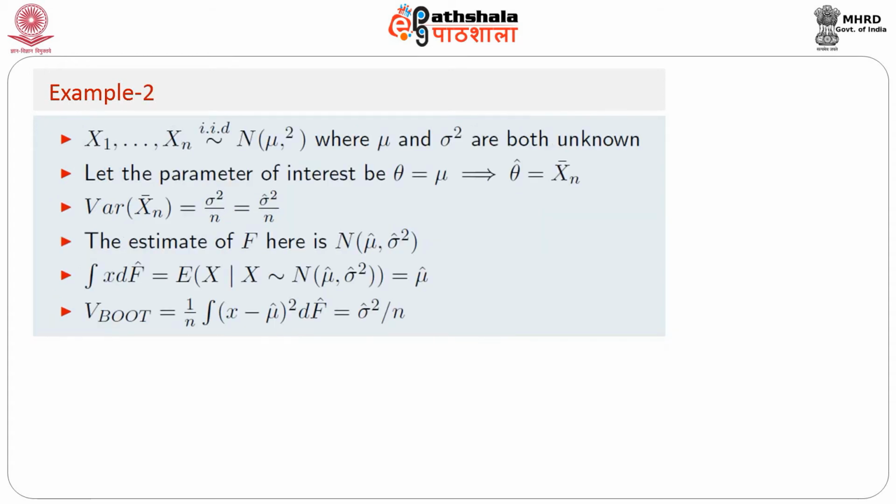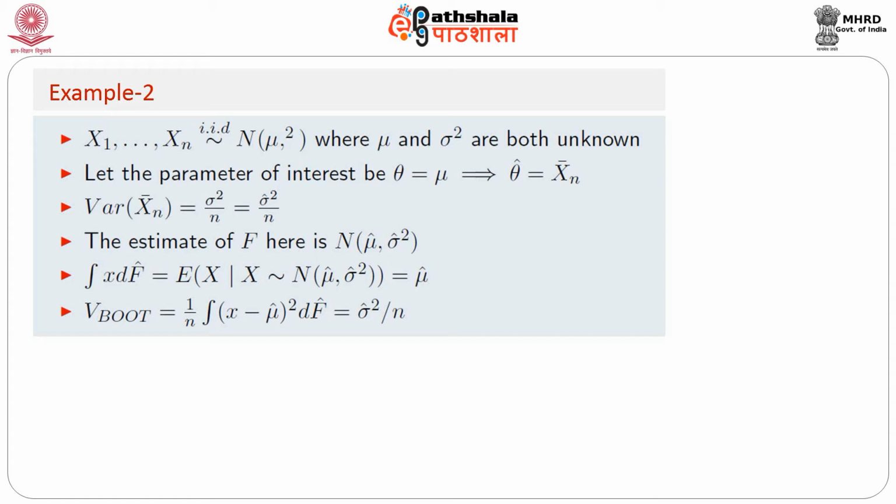Now, consider another case where x1, x2, ..., xn follow IID normal(mu, sigma square), with mu and sigma square both unknown, and suppose we are interested in mu. Then obviously theta hat is the mean based on those x samples, which we write as x bar n. The variance of x bar n is sigma square by n, and the estimate of it comes out to be sigma hat square by n, and that is the traditional one.